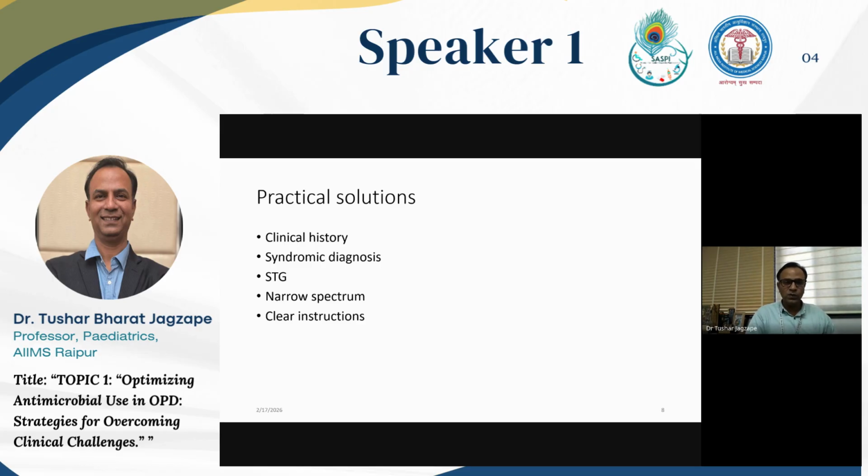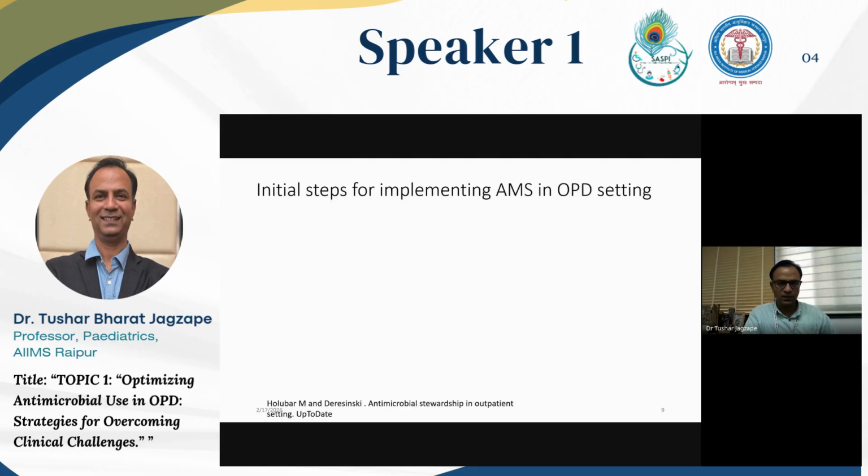Then always use a narrow spectrum antibiotic and give proper instructions to the patient about how much, when to take the medication, and how long the medication should be taken. And if the antibiotic is not being prescribed, or the disease is in a very early stage, then give clear instructions on when to come back, and take help of the clinician or the medical facility.